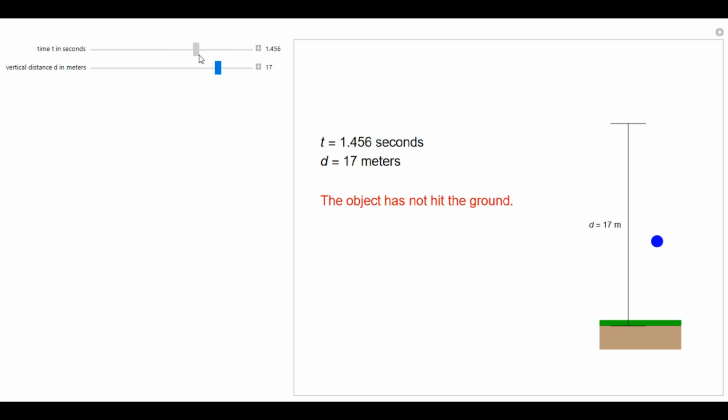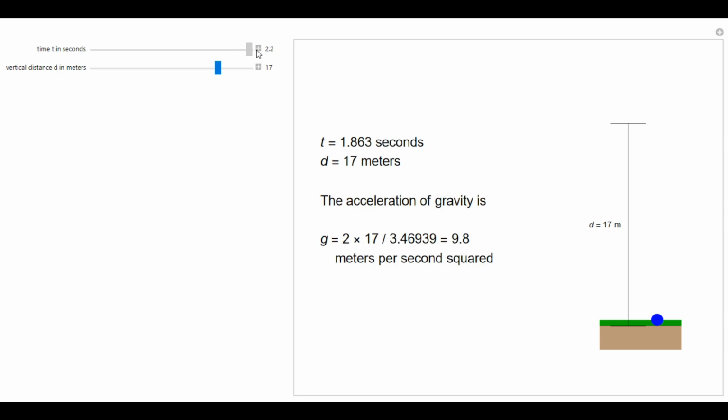In this video, we'll explore a simple yet effective method to measure gravity using everyday objects and basic physics principles. By the end, you'll not only understand how gravity is measured but also be able to try this experiment yourself. Let's dive in. Chapter 1.